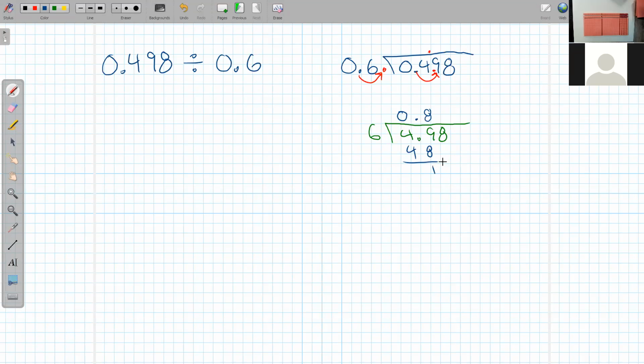Subtract, I get a 1, bring down the 8. 6 goes into 18, ooh, lucky day, 3 times. And 3 times 6 is 18, and I get a 0 remainder. So the answer here should be 83 hundredths.